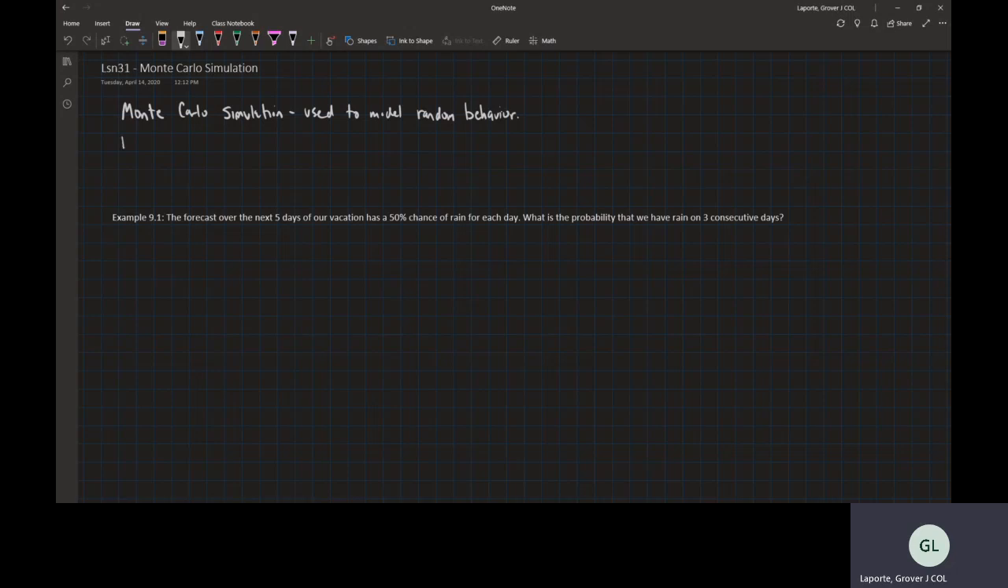So we need a programming language, and of course in our class we're going to use R. So we need R's built-in pseudo-random number generator. There's a reason why it's called pseudo-random, but we're not going to really worry about that. We're just going to assume they're random enough.